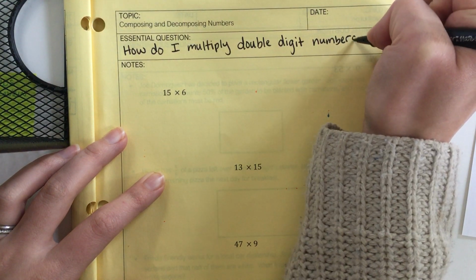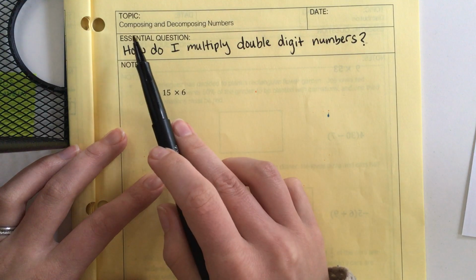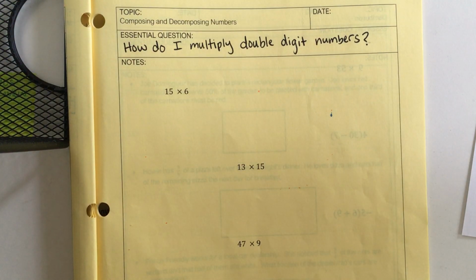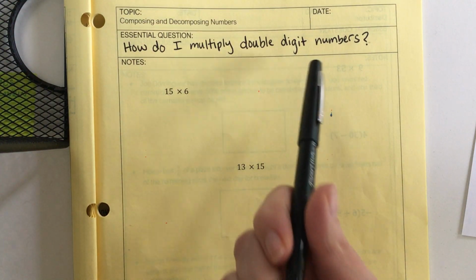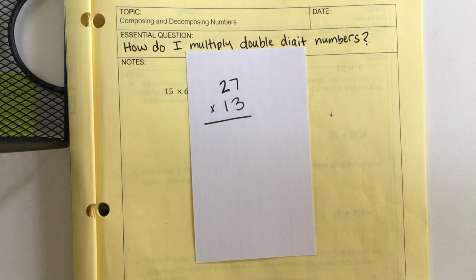Make sure you go ahead and fill in today's date right here. And notice that our topic says composing and decomposing numbers. We are going to be multiplying double digit numbers, and we're going to be doing this by composing and decomposing numbers. So as you guys know, many of you have learned the standard algorithm.